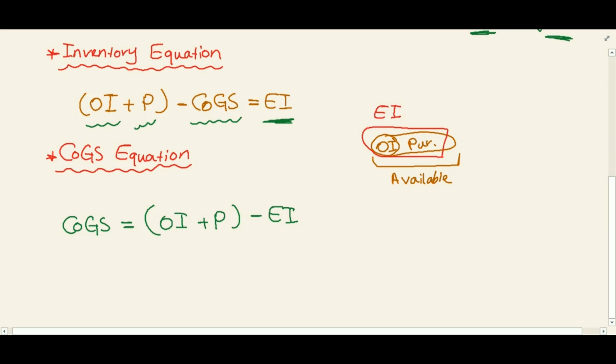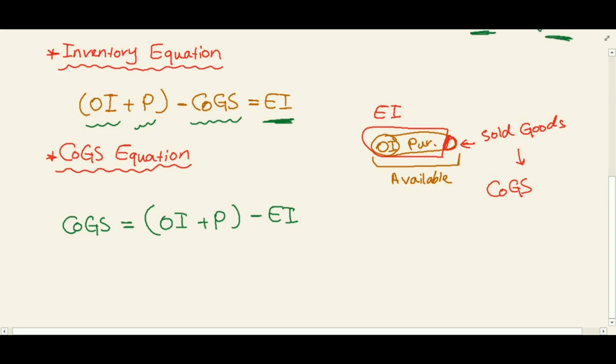What do you think happened to this part, to the small part over here? If you think about it, this will be the goods that you have sold. So we call it sold goods. This part is what we call in accounting cost of goods sold.